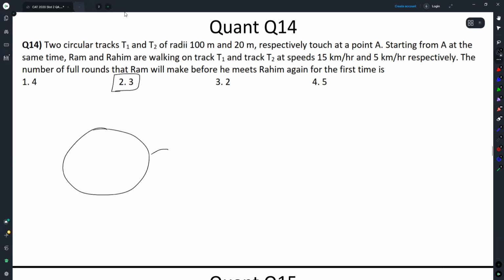One circle, another circle. This is point A. Can I say the circumference of the larger circle is 5D? Circumference of the larger circle, because the ratio of the radii is 5:1. Circumference of the larger circle is 5D and circumference of the smaller circle is D. These are circumferences of the two circles. Now, the first guy is covering the first circle at the rate of 3. The second guy is covering the second circle at the rate of 1.